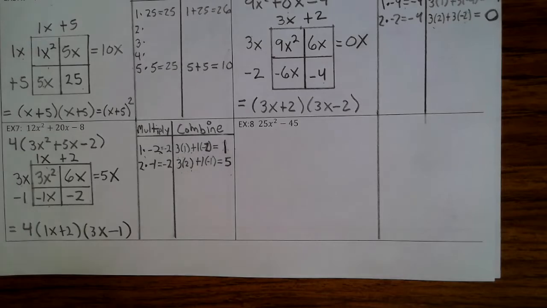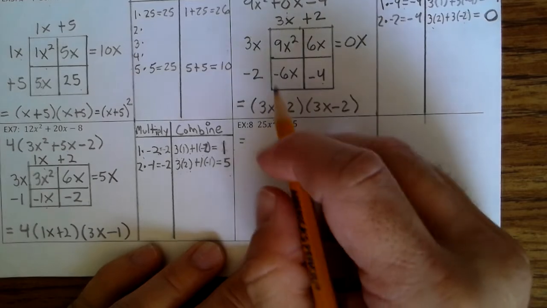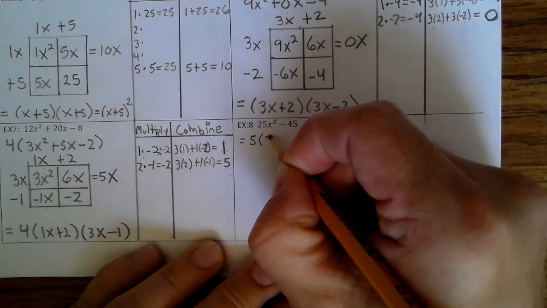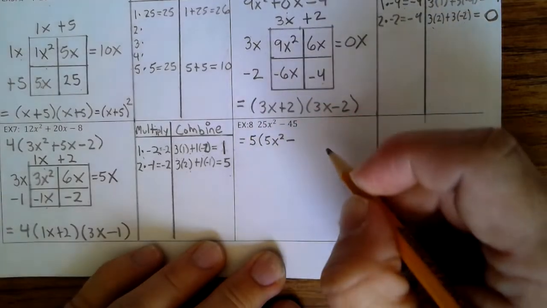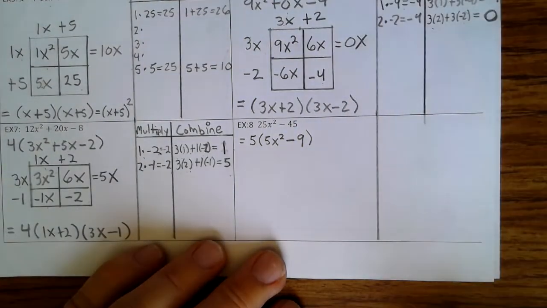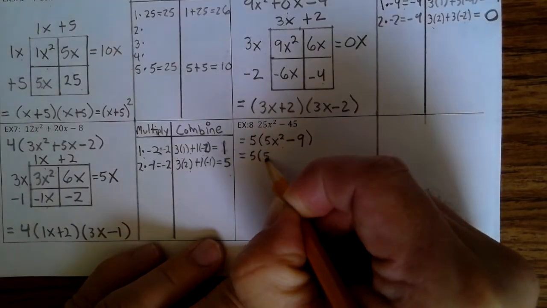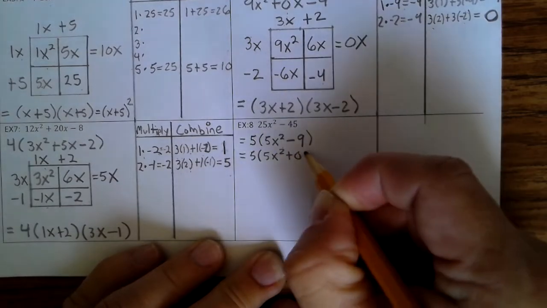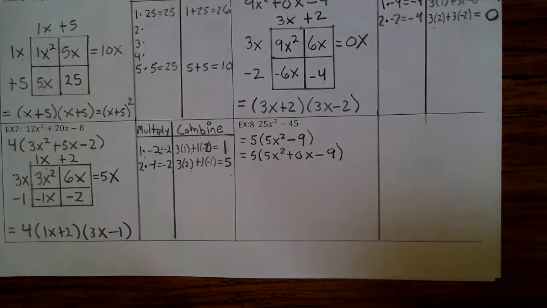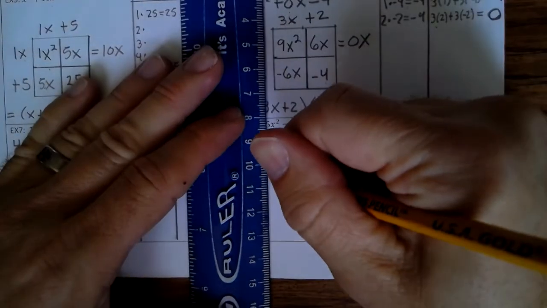All right, last example. First thing we're going to do is factor out the greatest common factor, which in this case it looks like it's 5, so we can divide by 5 in everything. So 25x squared divided by 5 is 5x squared, minus 45 divided by 5 is 9. But again, you want to incorporate the 0x, so that's 5 times parentheses 5x squared plus 0x minus 9. Now, we're not going to worry about the 5 until the end. Now let's factor using the reverse box method.